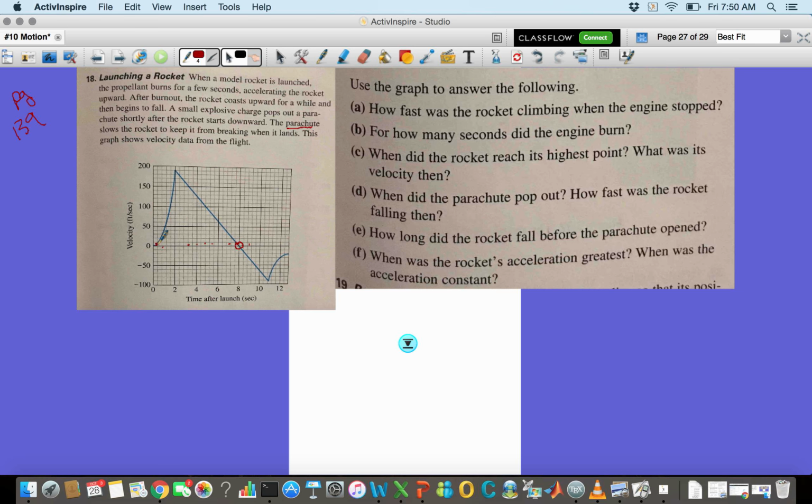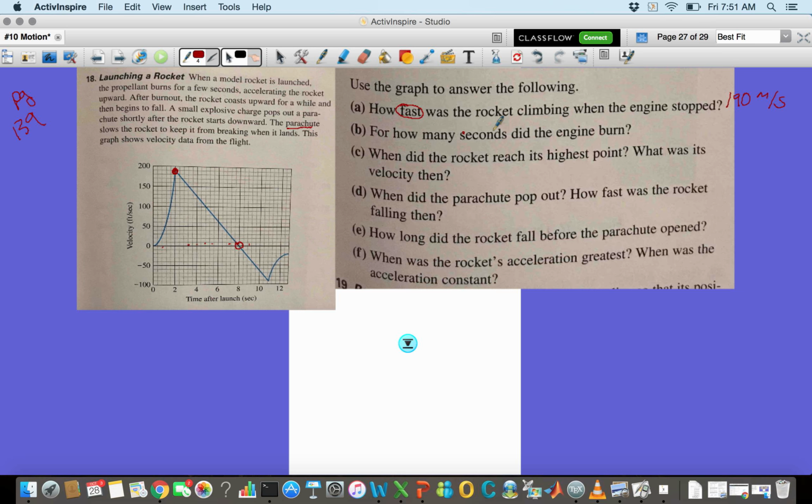Okay. So in part A, how fast was the rocket climbing when the engine stopped? If we take a look at our graph, here would be the moment where our engine stops burning. Whenever our engine is burning, we're speeding up very quickly. As soon as that engine stops burning, we slow down, but we're still moving upward. So our velocity around this point is about 190 meters per second. And it's asking for speed, actually. That's how fast, which would be the absolute value of that. So our answer for part A would be 190 meters per second.